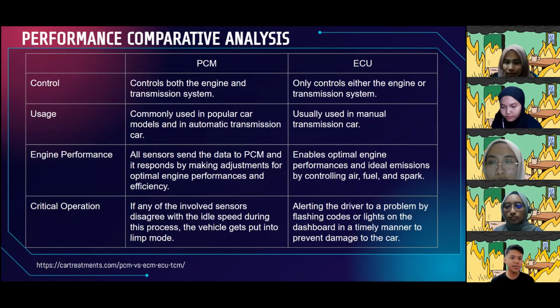For the last part, the main priority, which is critical operation. For the PCM, if any of the involved sensors disagree with the idle speed during this process, the vehicle gets put in limp mode. Whereas the ECU alerts the driver to a problem by flashing codes or lights on the dashboard in a timely manner to prevent damage to the car. For critical operation, we will go more in depth with my friend ALIFAH ILYANA.